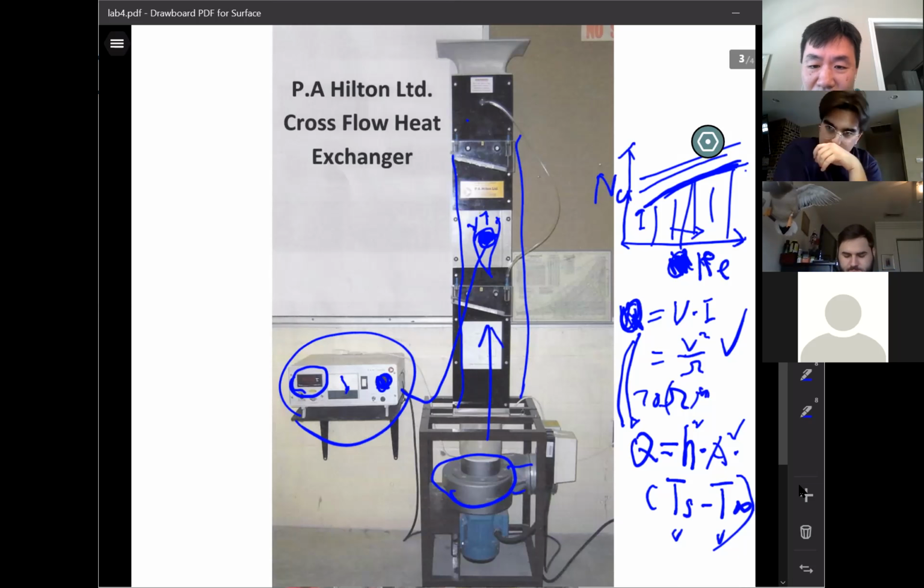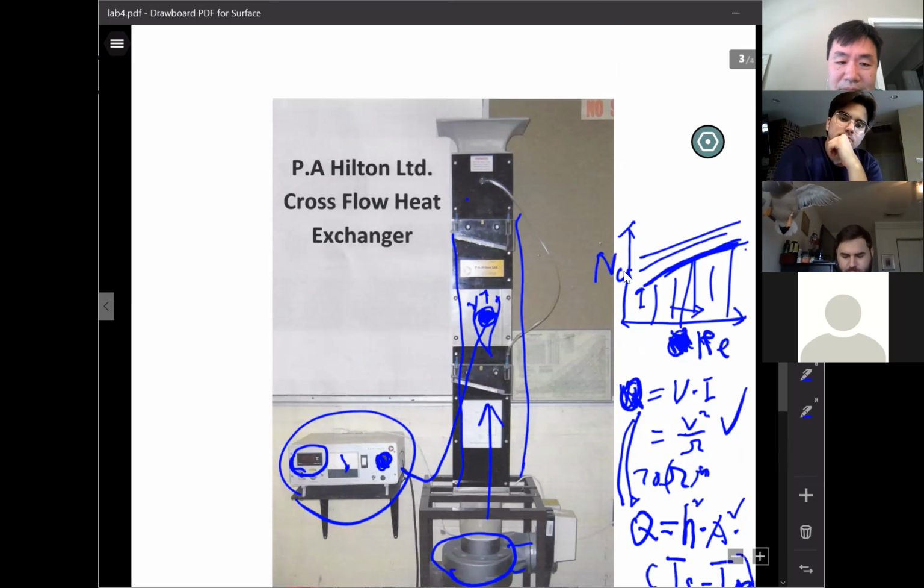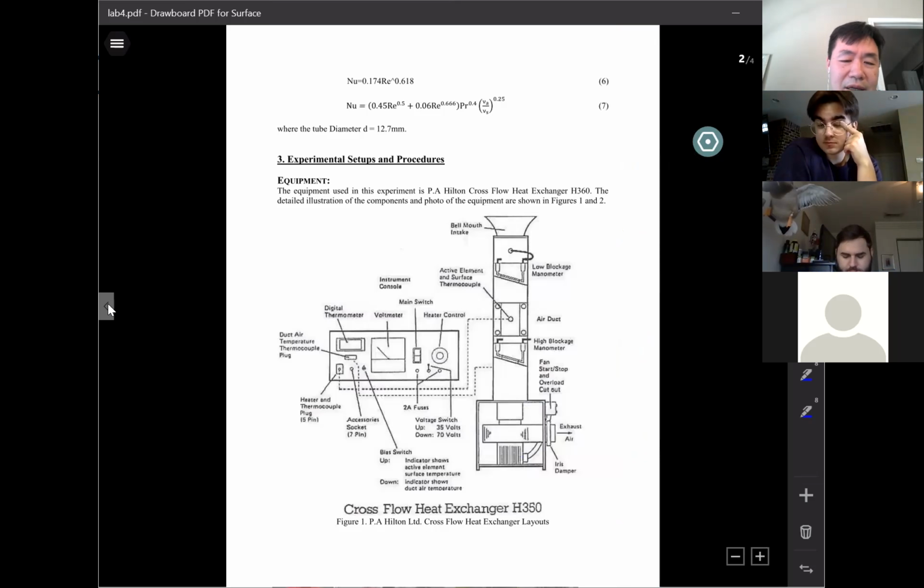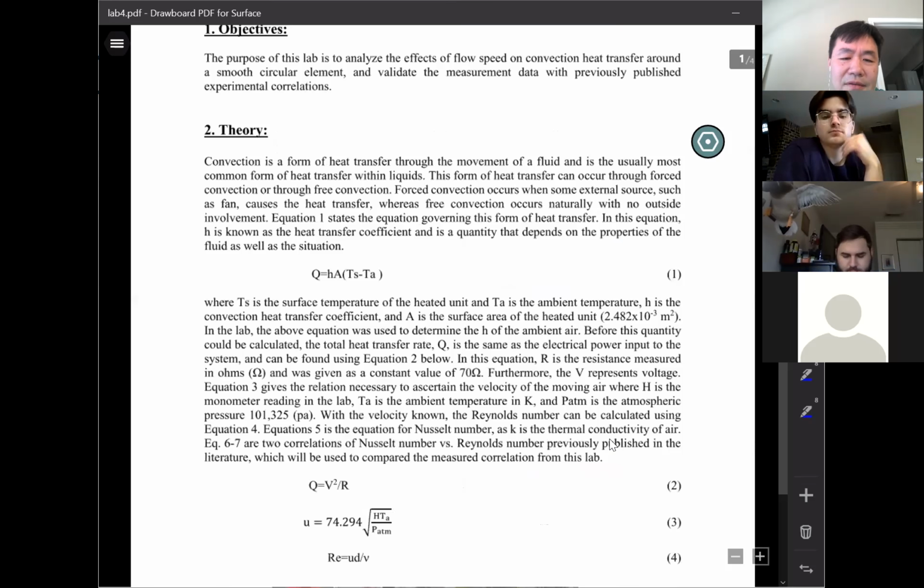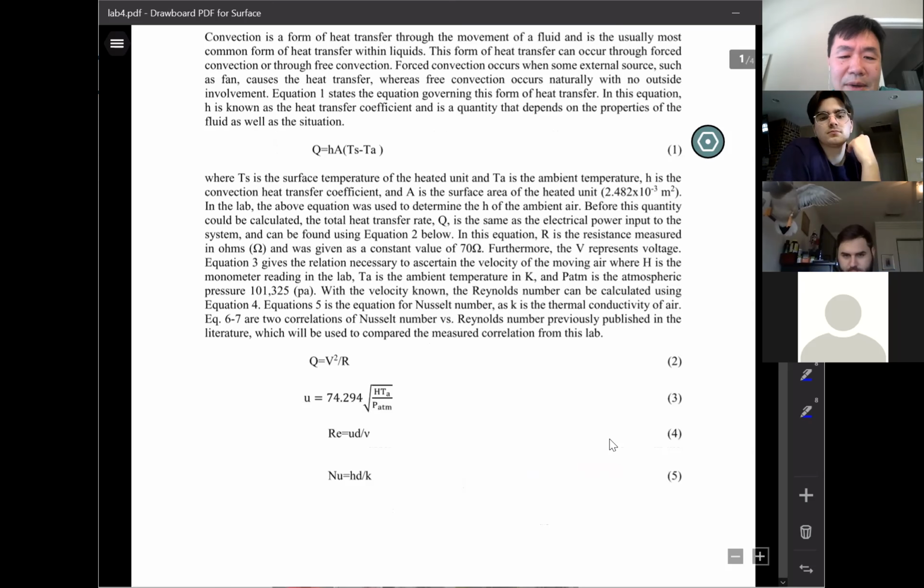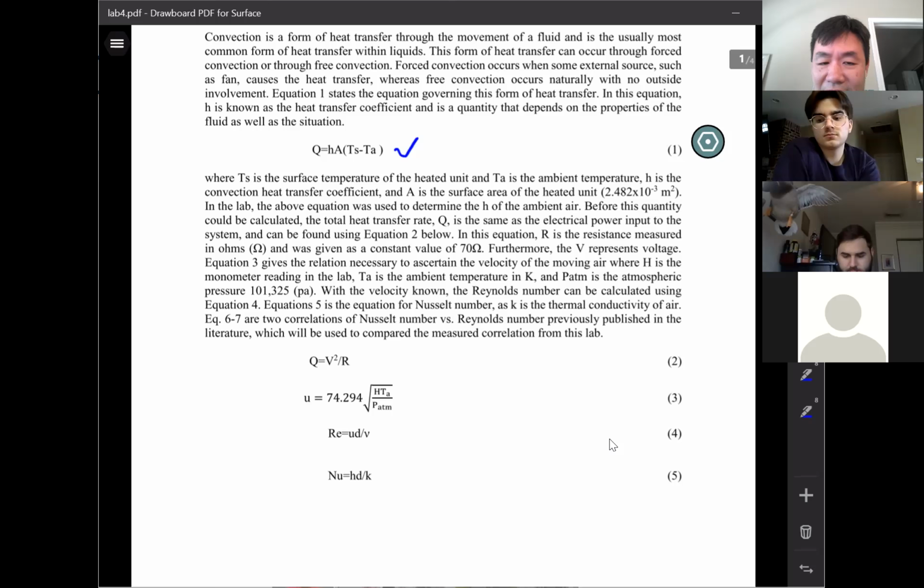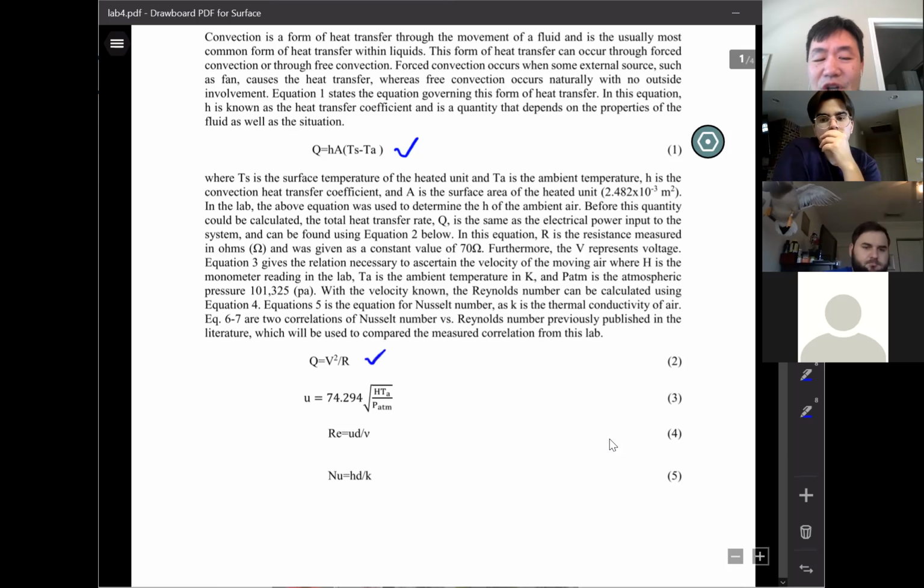So that's the next experiment. Let me show you some detail on the handout. This is the same drawing. Here, I want to show you the equation I gave you. This is the equation I'm talking about, the convection heat transfer equation from the cylinder surface to the air, and equal to the same Q, the electrical heater.